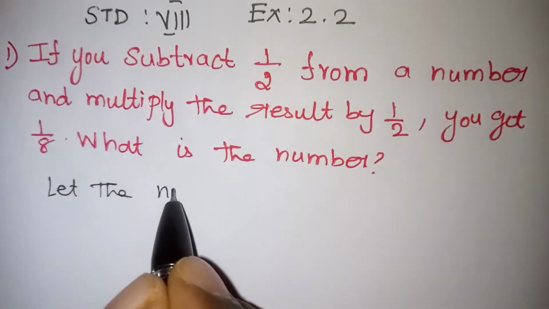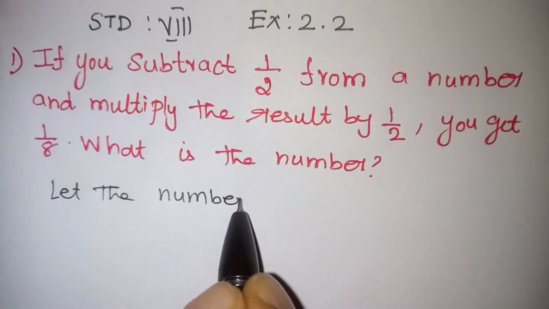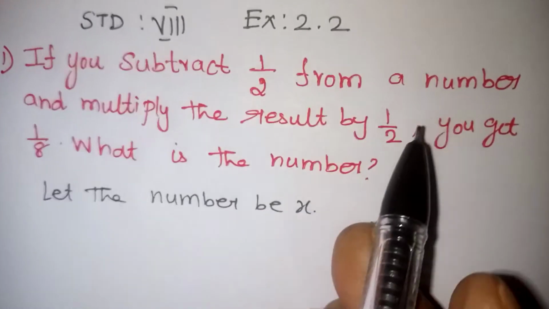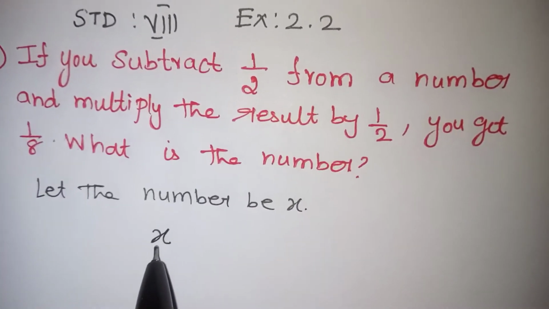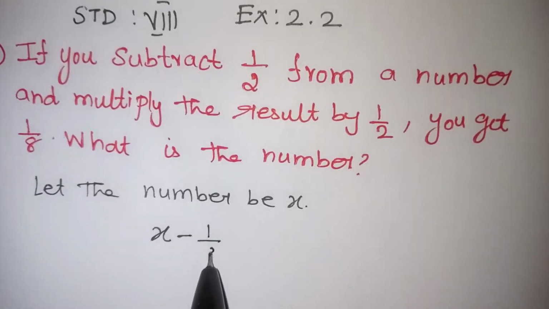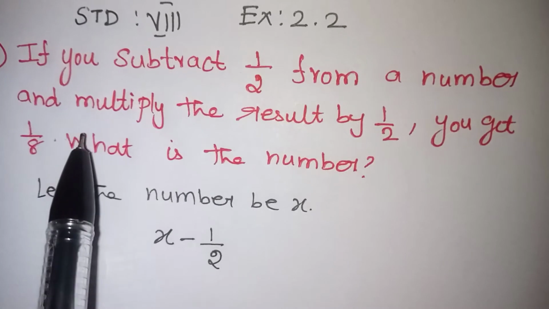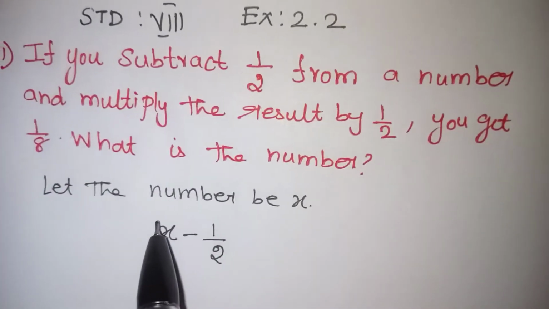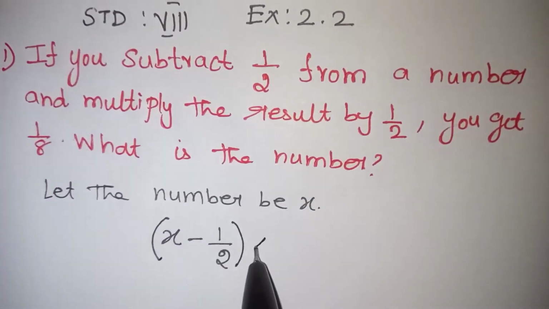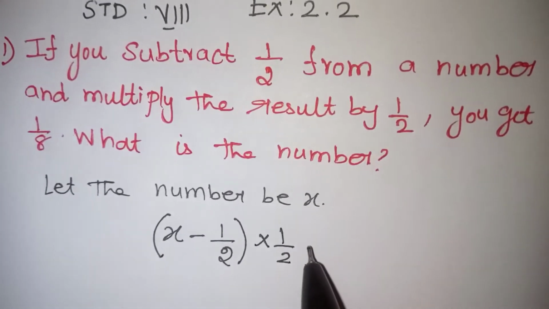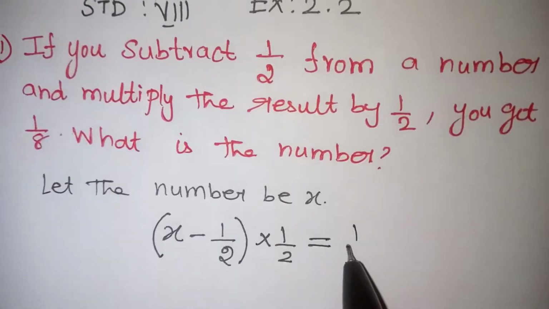So let the number be x. Now I am going to subtract 1 by 2 from that number. So from this number x, I am going to subtract 1 by 2. Now this is my result. From this result, I am going to multiply the whole result with 1 by 2, and you get 1 by 8. You get 1 by 8 means you have to write equal to 1 by 8.